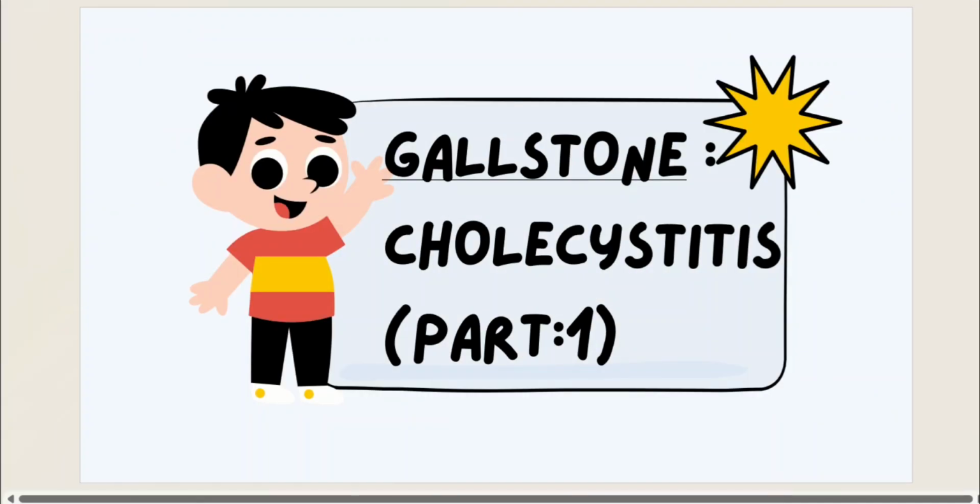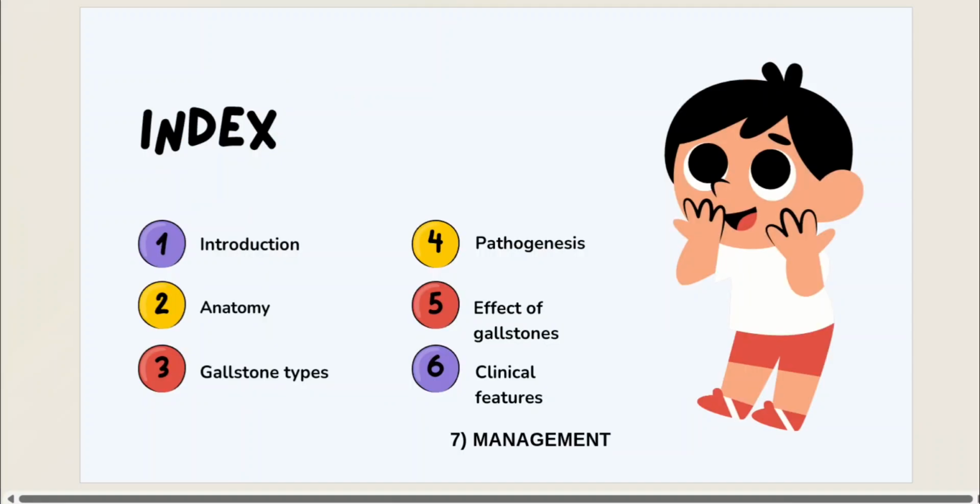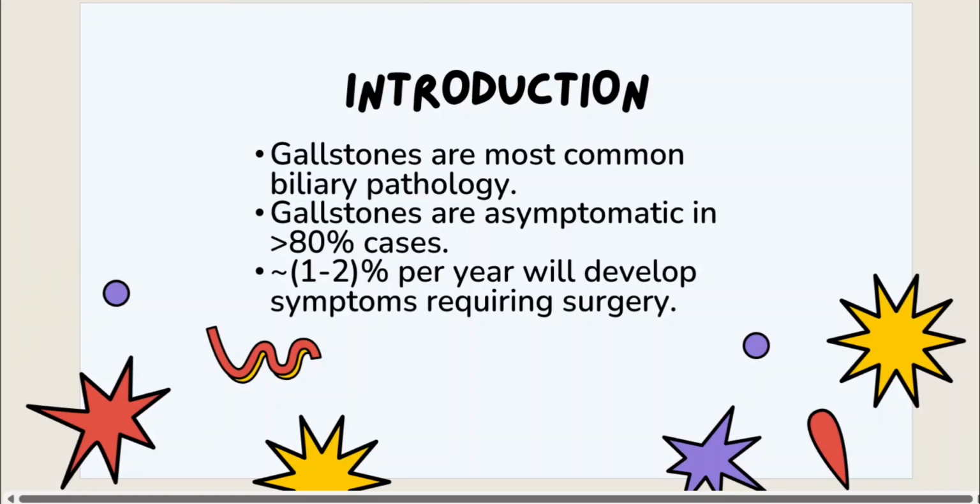Today's topic of discussion is gallstone, the most common and most important of all the surgical conditions that we get. So today is part 1. Now let's start with the introduction of gallstone. Gallstones are the most common biliary pathology. They are asymptomatic in more than 80% of the cases, and almost 1 to 2% of cases per year will develop symptoms requiring surgery.